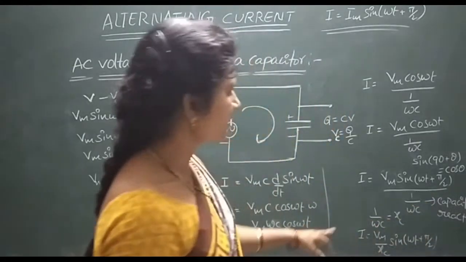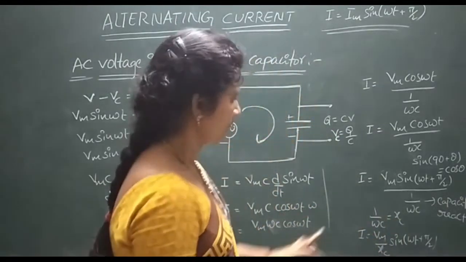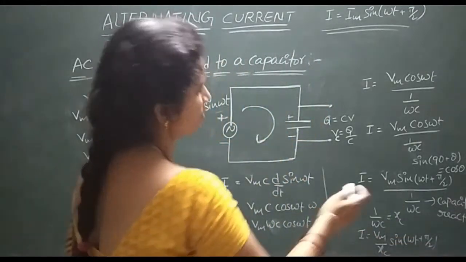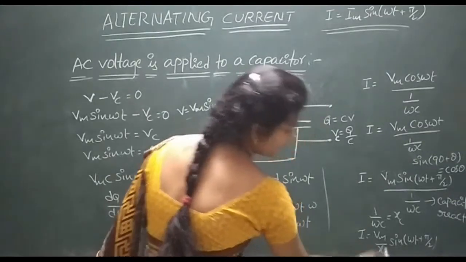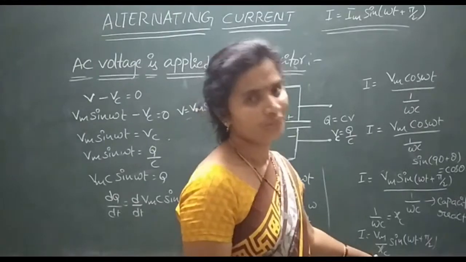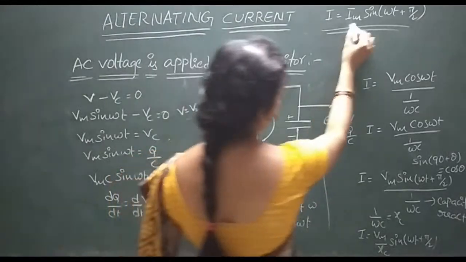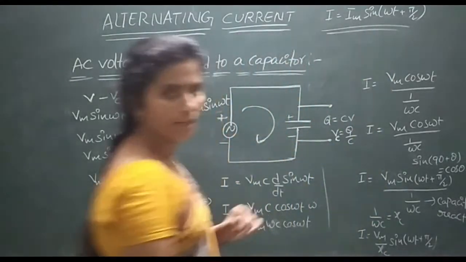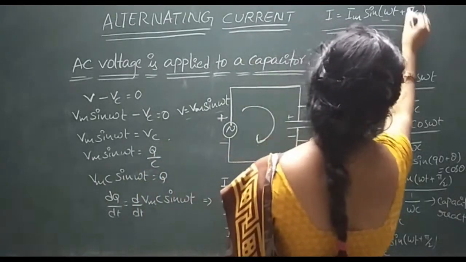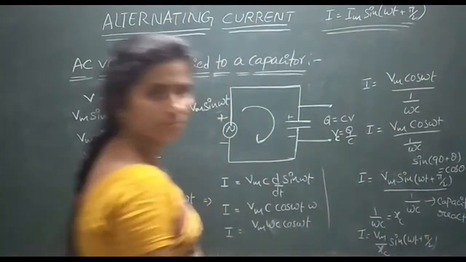So that is nothing but Xc. Xc can be written as 1 by omega C. So from that, I = Vm by Xc sin(omega t + pi by 2). Here Xc is nothing but the resistance offered by the capacitor, so it is nothing but a resistor. Vm by R is nothing but current. So I = Im sin(omega t + pi by 2). Here the current leads the voltage by pi by 2 radians.